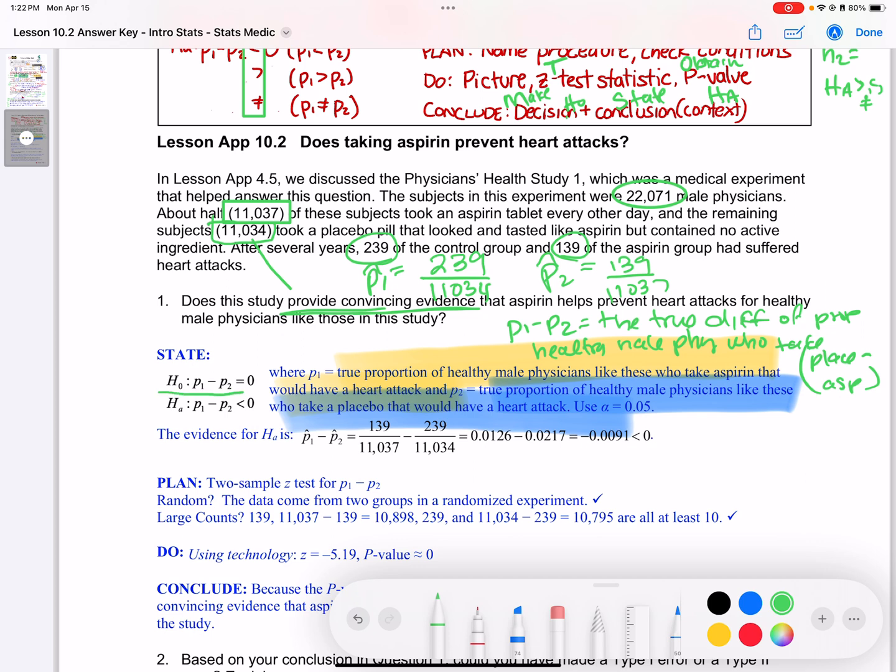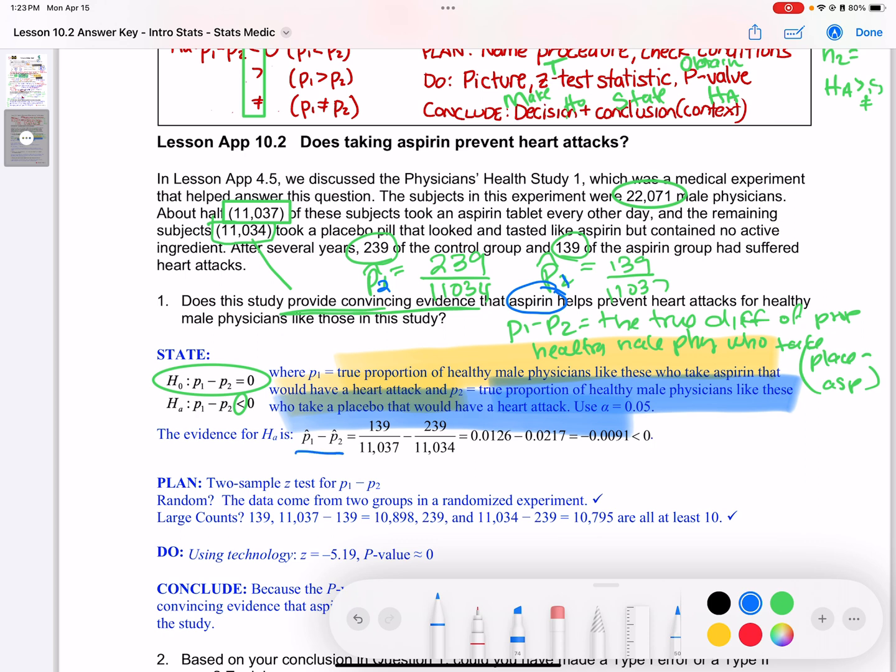You could do the way I have it typed or the way I just scribbled it right here. All right, my H0 is always the same, where it's just P1 is equal to P2. We're assuming that there's no difference. My HA is less than because it says right in here, does the study provide convincing evidence that aspirin helps prevent heart attacks? And that means reduces. So I'm saying, is my aspirin less than my placebo, the heart attacks?